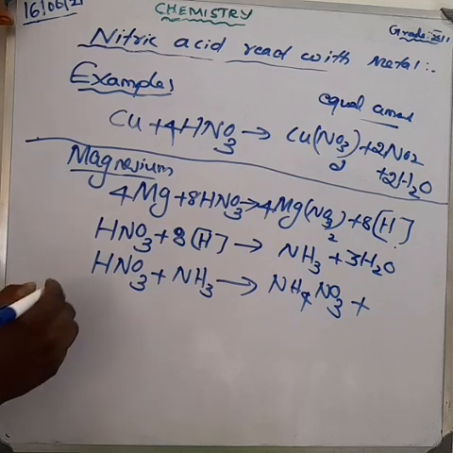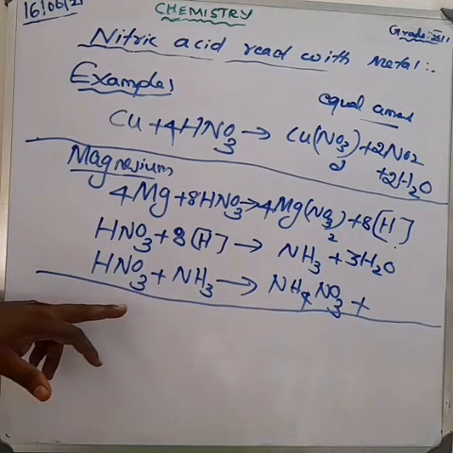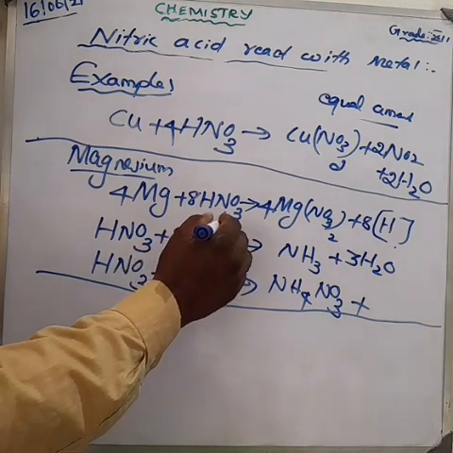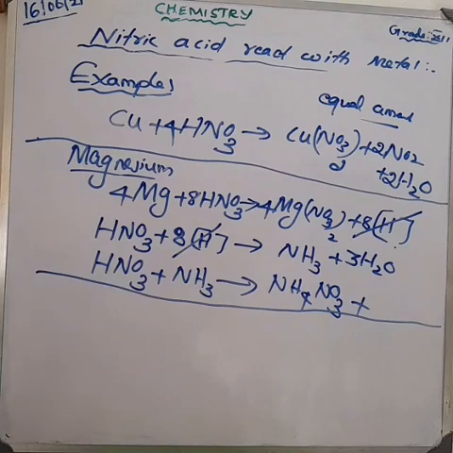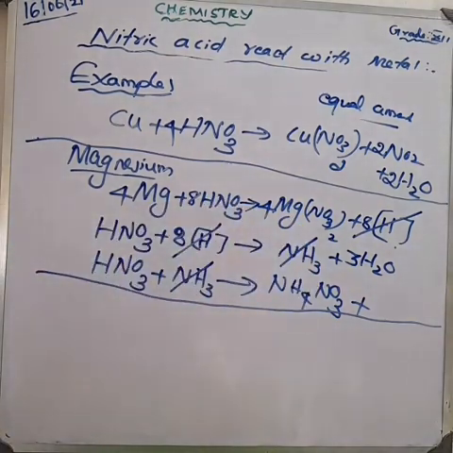Next, we can write the overall reaction. What is possible in the overall reaction? Which can be cancelled? The 8 nascent hydrogen can be cancelled. Next, ammonia can be cancelled. Next, nothing else can be cancelled. Now we can write the overall reaction.